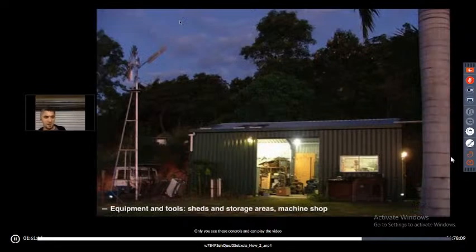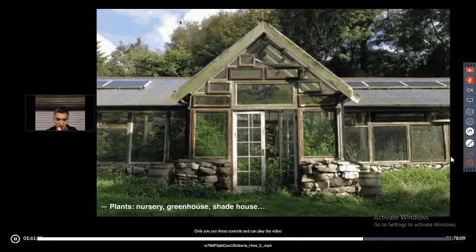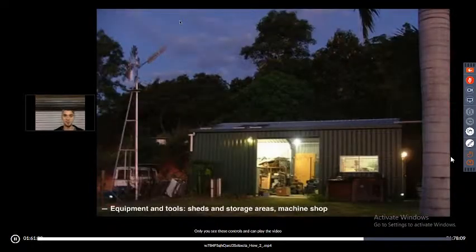So the next would be equipment and tools, sheds and storage areas, machine shop, everything where you're going to store your tools and equipment that you're going to be using. So that's the next. The first one was the living, the plants, and now we're talking about the materials. So sheds and garages and all those components need to be somewhere close to the house, or close to whatever you're doing.